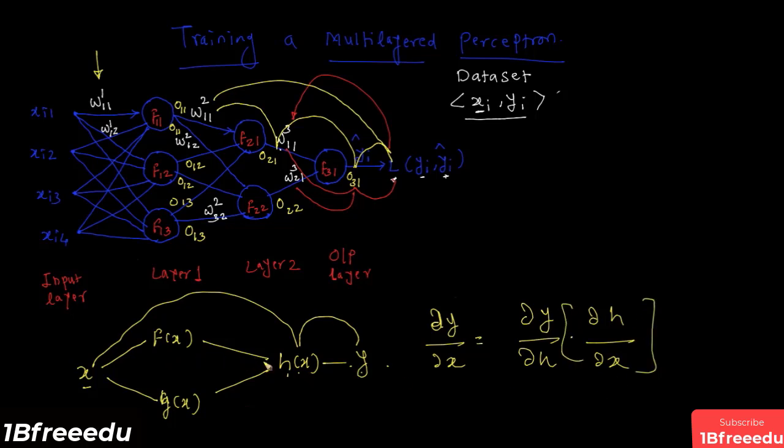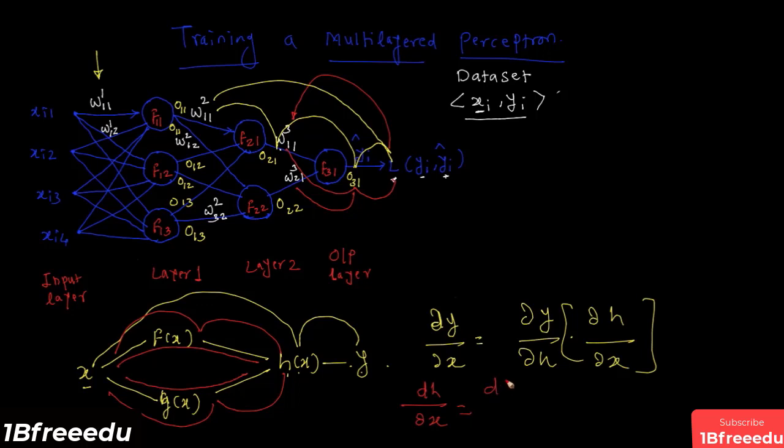For dh by dx, we have two paths coming to this. This is the first path coming from x to h, and this is the second path, and both are parallel paths. When we have parallel paths, I take the derivative of this path plus the derivative of this path. So dh by dx is equal to dh by df into df by dx, this path, plus dh by dg into dg by dx.